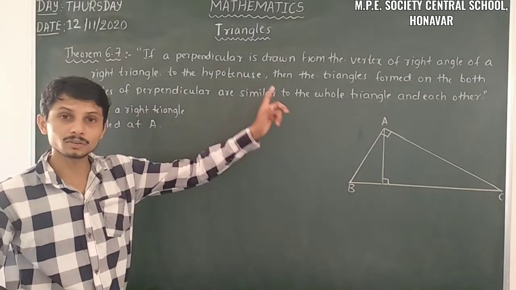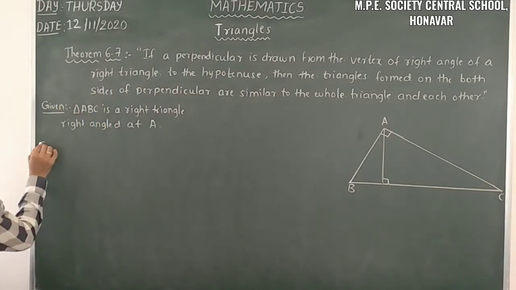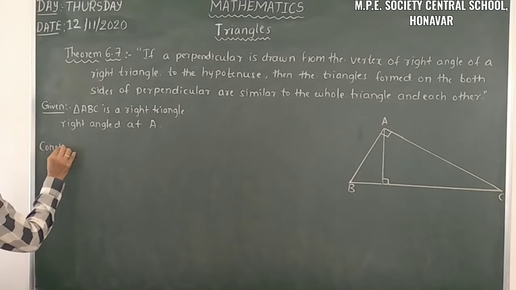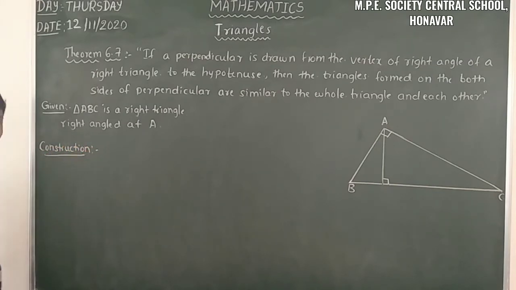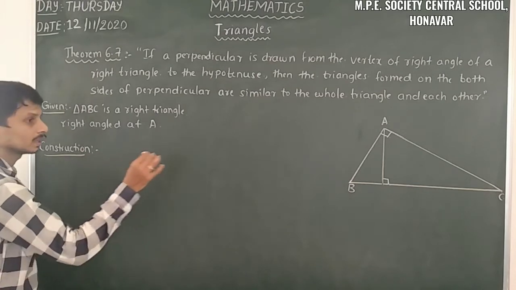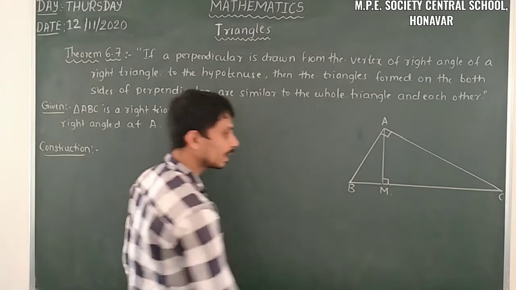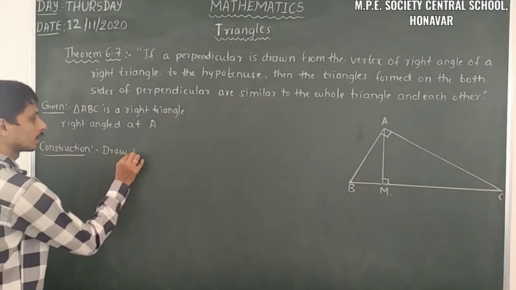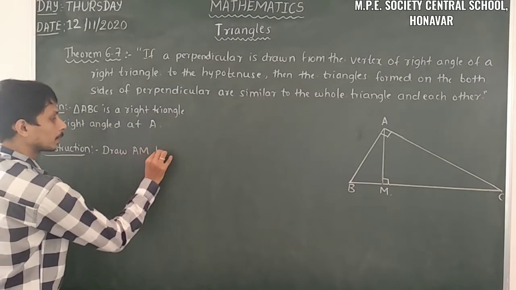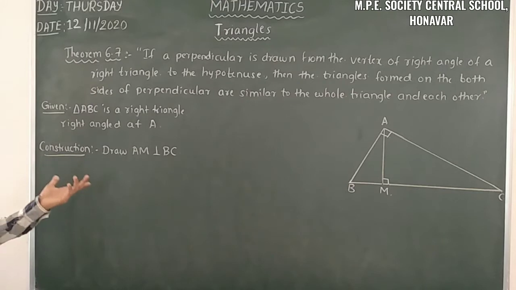Then after that we have to draw a perpendicular. That is the construction. Construction: draw AM perpendicular to BC. I will take this point as M.